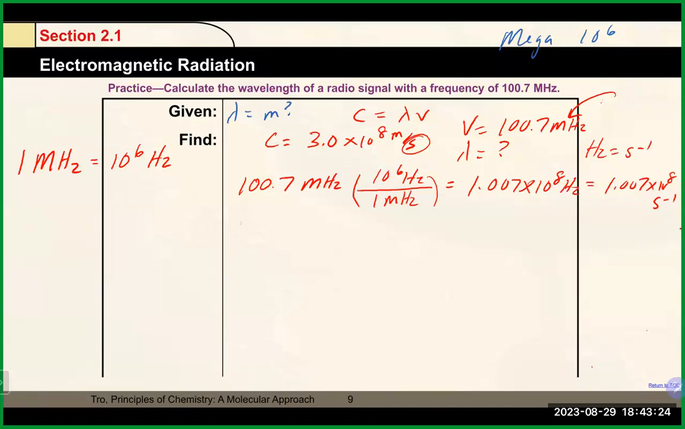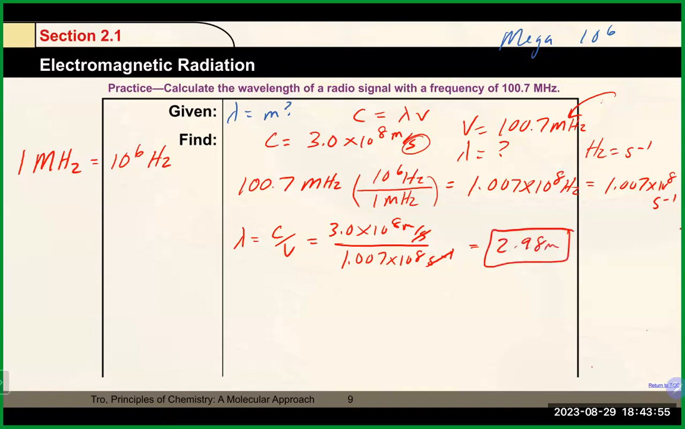Now that we have that, we'll once again rearrange our equation and solve for the wavelength, which is c divided by frequency. We're going to do 3 times 10 to the 8 meters per second divided by 1.007 times 10 to the 8 reciprocal seconds. Seconds here will again cancel and leave us with meters. So that is going to get us something like 2.98 meters, which is about what you see in the radio wave area of the electromagnetic spectrum. Question on that one there.